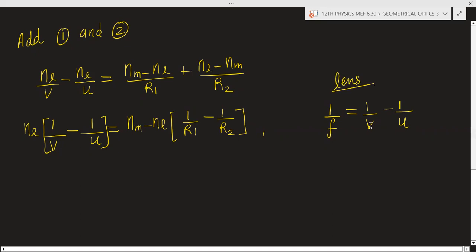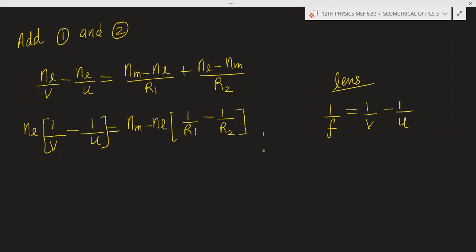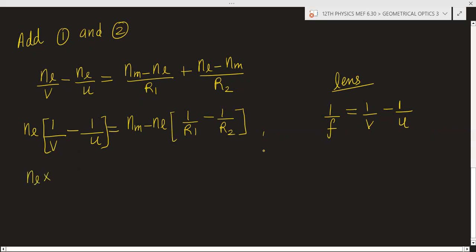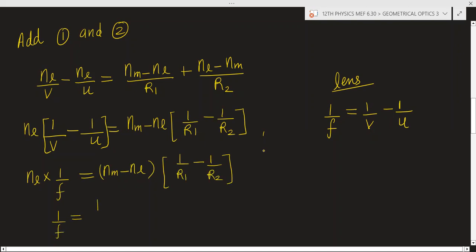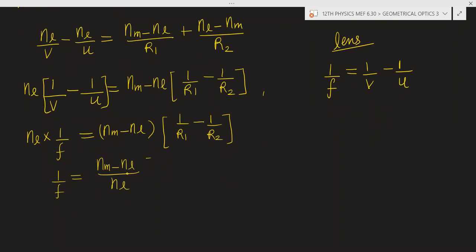or for calculating the position of the image or position of the object, accordingly, which quantity is given and which quantity is asked. So 1 upon v minus 1 upon u can be written as 1 upon f. So it can be written as NL into 1 upon f is equal to Nm minus NL, 1 upon R1 minus 1 upon R2. Now it will be 1 by f is equal to Nm minus NL divided by, this term will be in the denominator like this, NL, and you will have 1 upon R1 minus 1 upon R2.